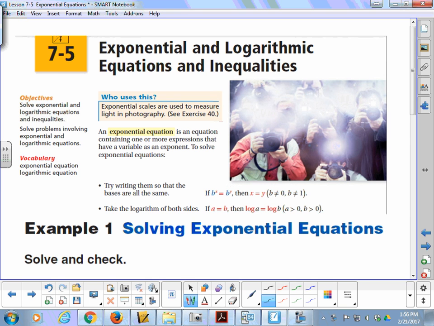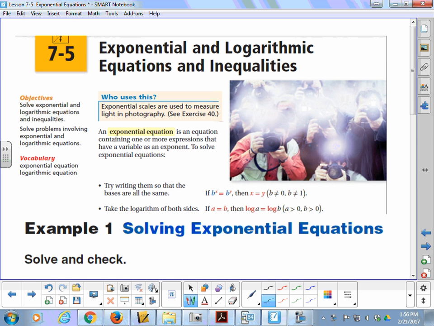Today we're going to talk about exponential and logarithmic equations. We're not going to do the inequalities part, but we're going to do the equations part. So we're going to solve exponential equations. There's two different ways it can happen, all depending on the equation we're looking at. And then we're going to solve logarithmic equations.